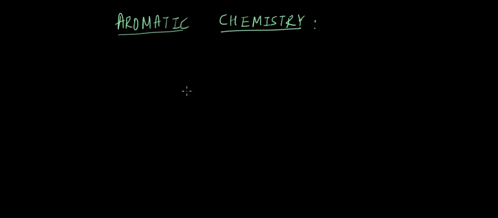Okay, hi guys. So from this video lecture, we'll be starting off with aromatic chemistry. So let me write down the heading first. Aromatic chemistry. Okay. So let's say I have a benzene. Now what happens here is on all the 6 carbon atoms in the benzene ring, they have substituted H groups.